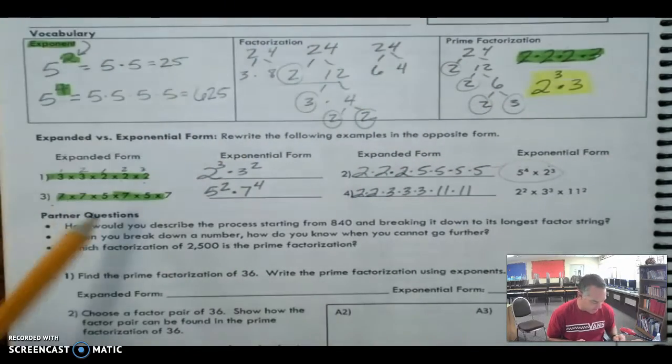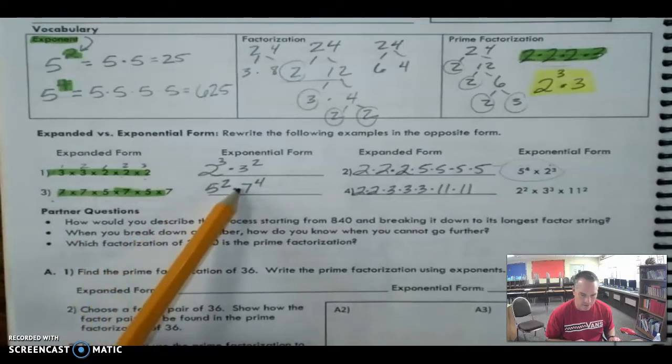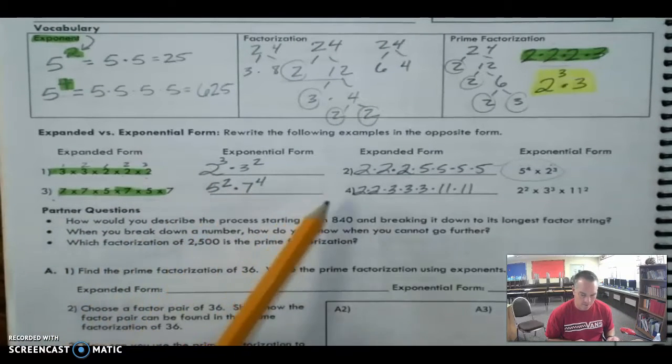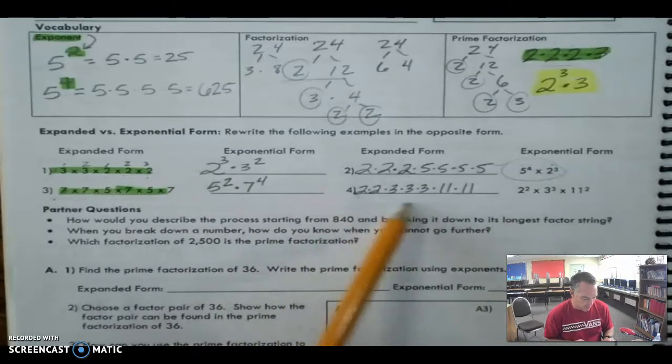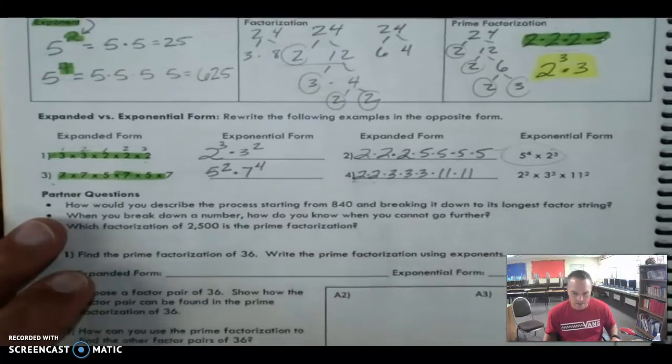Same thing down here. How many 5's are there? There's 2. 5 to the 2nd, and there's 4 7's. 7 to the 4th. 7 times 7 times 7 times 7, not 7 times 4. They're very different answers. And the last one, you have 2 times 2 times 3 times 3 times 3 times 11 times 11. So there you go. Those are those answers.